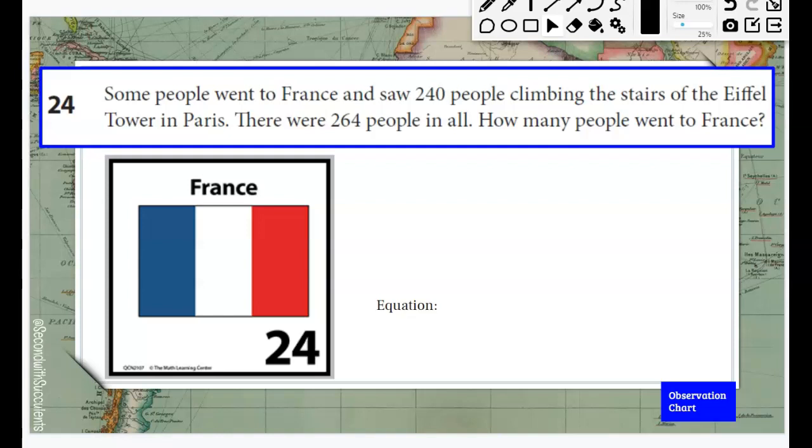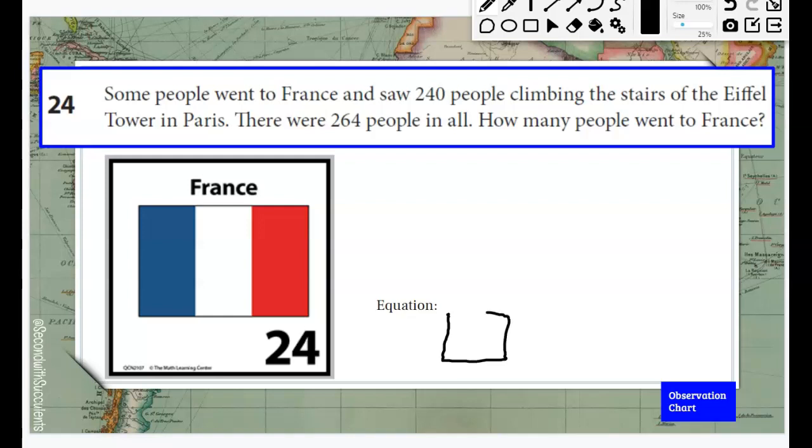Some people went to France and saw 240 people climbing the stairs of the Eiffel Tower in Paris. There were 264 people in all. How many people went to France? Let's have a look at our equation. Now show a connection if your equation looks like mine.